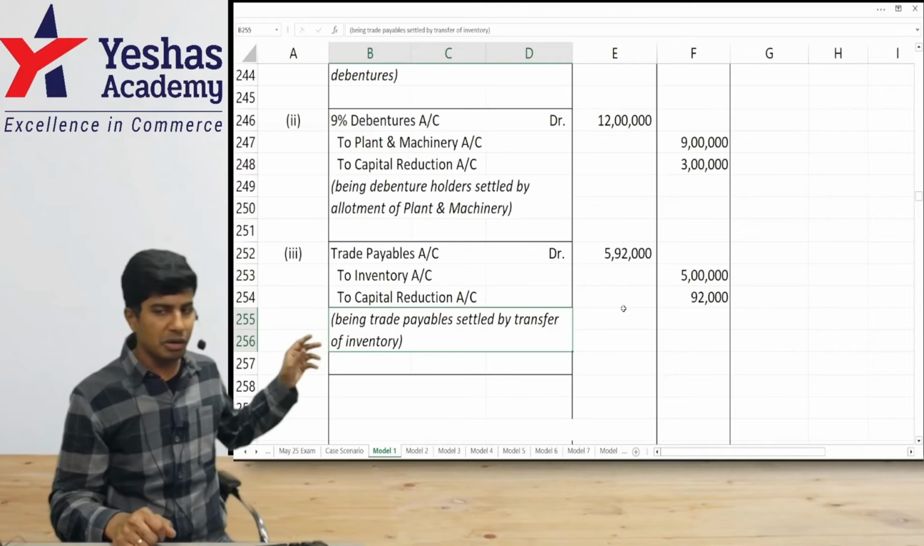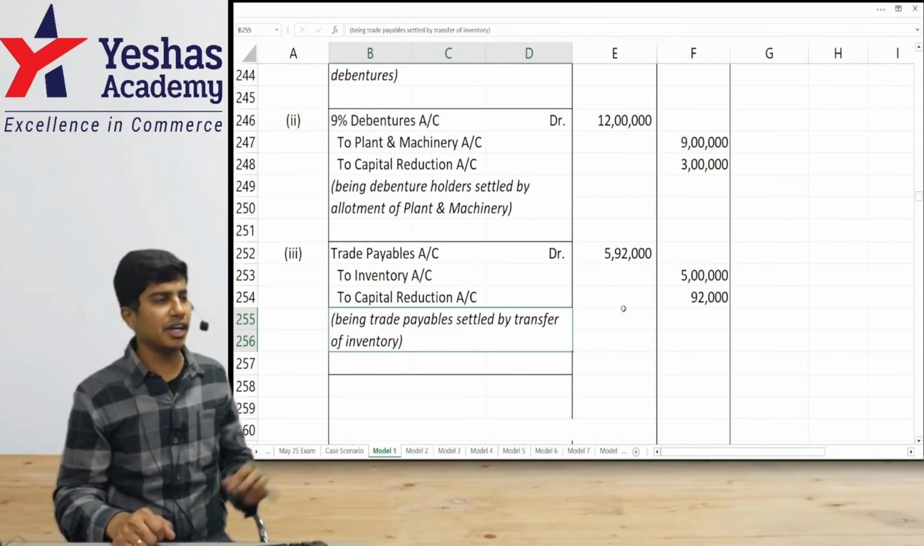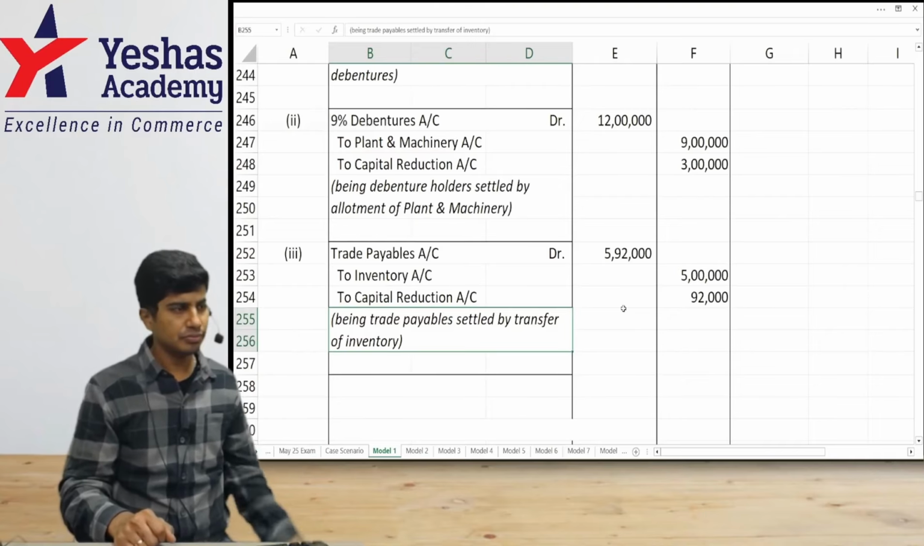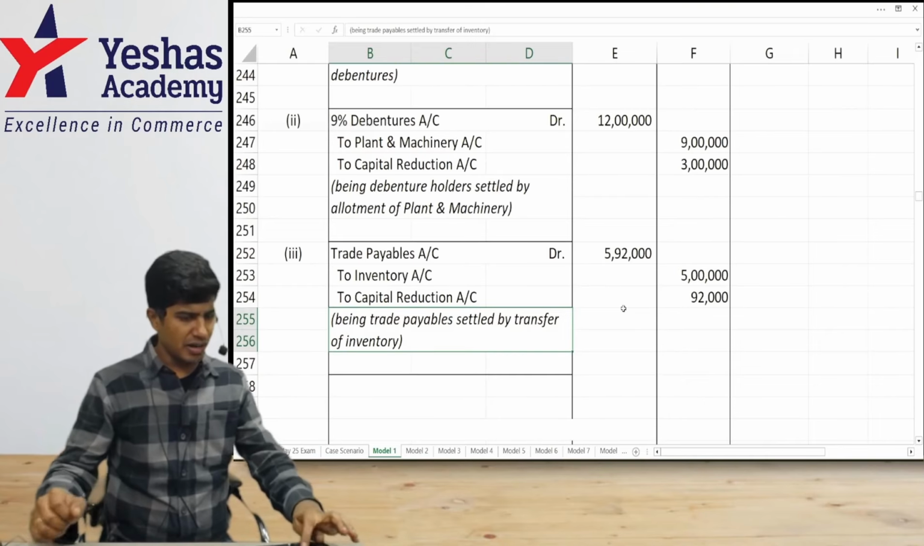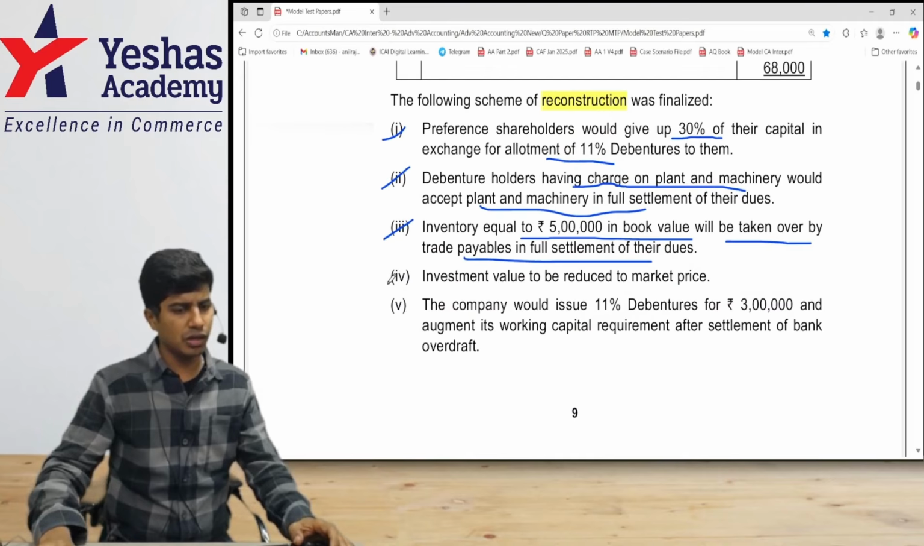So trade payables account 5 lakh 92, to inventory 5 lakh, to capital reduction 92. Close. Is it? Say something. Fantastic, my friends. Let's go to the next one. Fourth one. What's happening in fourth one?